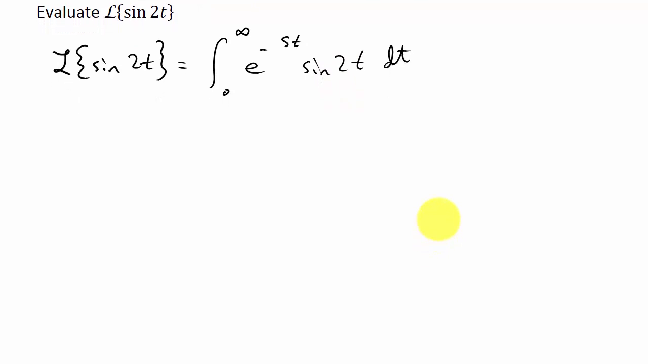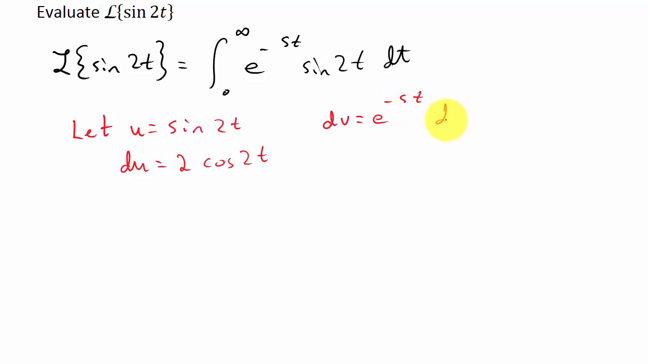Alright, so let's see what happens here. I'm going to let u equal sine 2t, and so du is equal to 2 cosine 2t dt. And then dv, I'm going to let that be e to the negative st dt, and so v is equal to negative 1 over s e to the negative st.